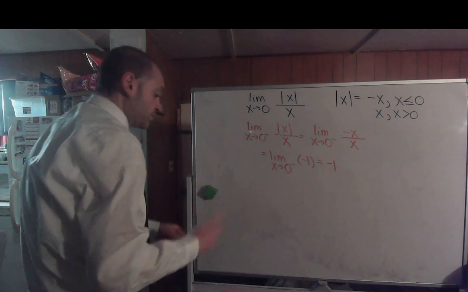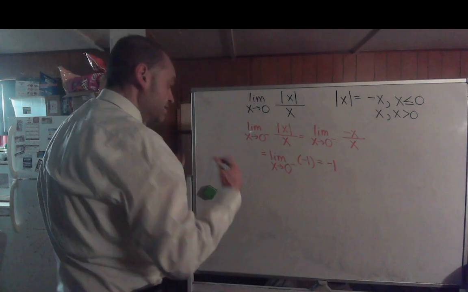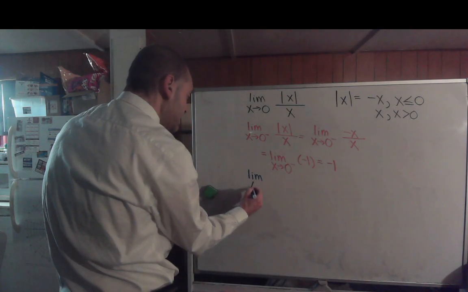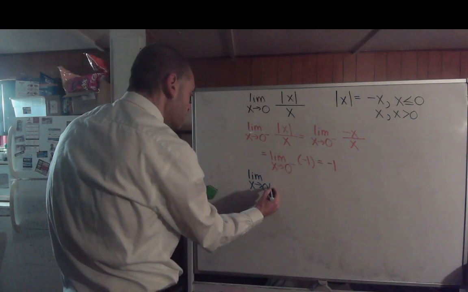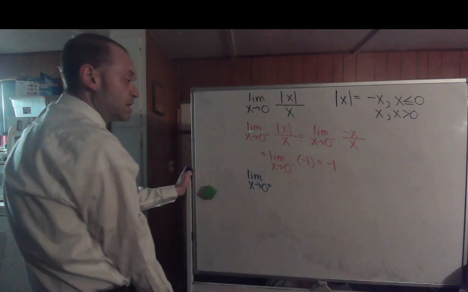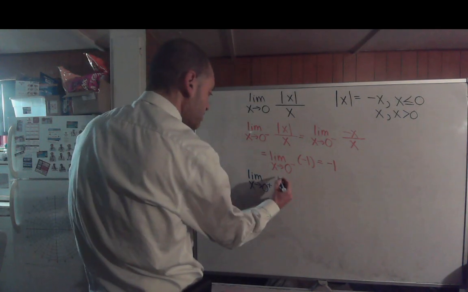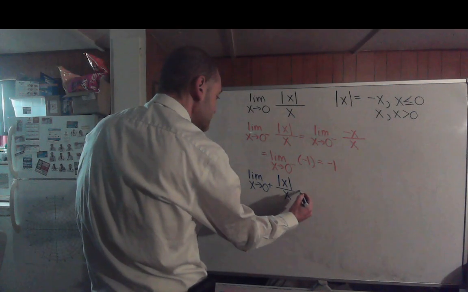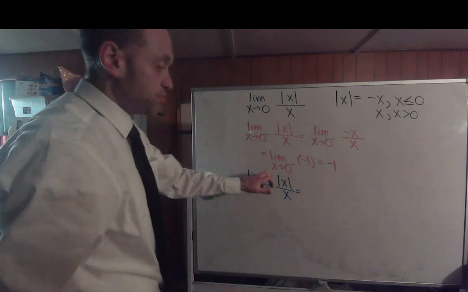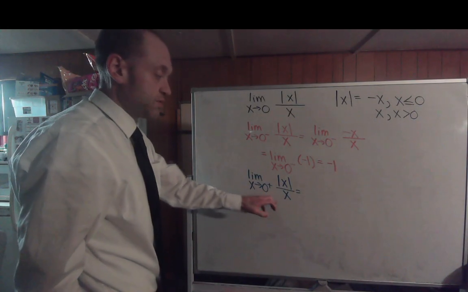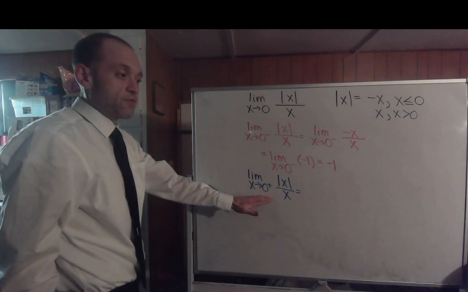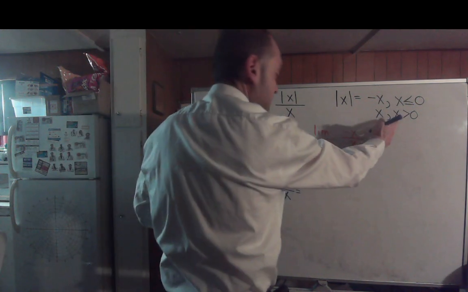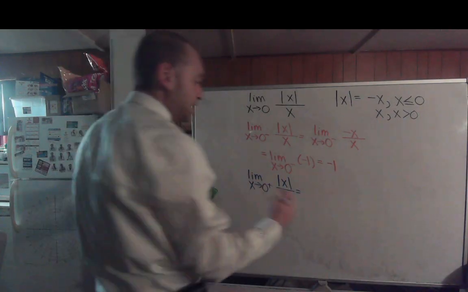Now let's consider the right-handed limit. Let me write in a different color for that. So let's take the limit as x approaches 0 from the right of the absolute value of x divided by x. Well, again, we can't just put in 0 because you'll get 0 over 0. But approaching 0 from the right means that x is greater than 0. When x is greater than 0, this function behaves as f of x equals x.